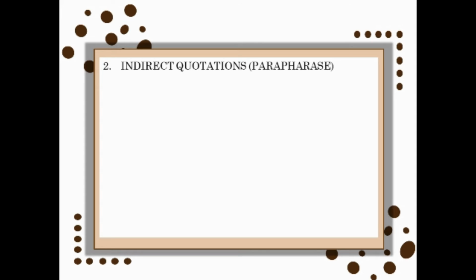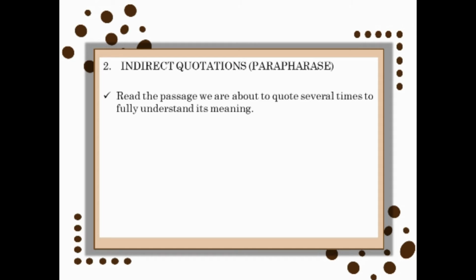We can paraphrase using sentence structure techniques, namely active to passive, changing word forms, changing word order in a sentence, changing words with synonyms, and other techniques. The method is, first, read the passage we are about to quote several times to fully understand its meaning.